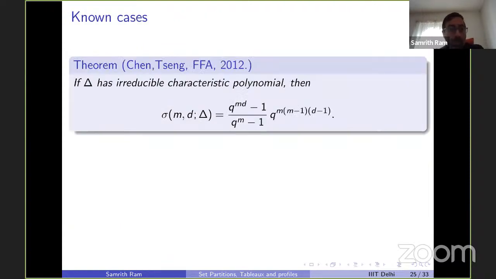So here are cases where one actually knows the number of splitting subspaces. Chen and Tseng proved in their paper, in finite fields, that if this operator has an irreducible characteristic polynomial, then the number of m-dimensional splitting subspaces is given by this formula.